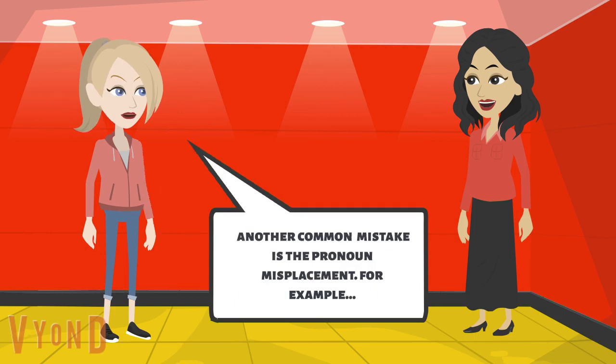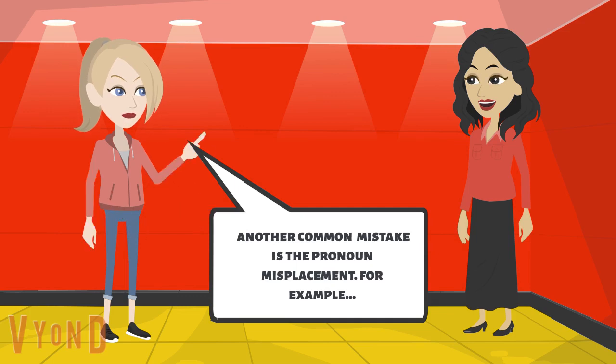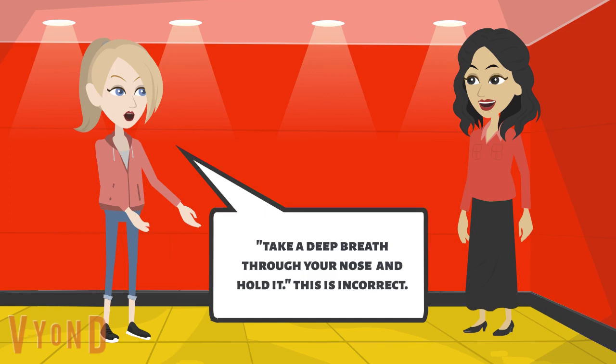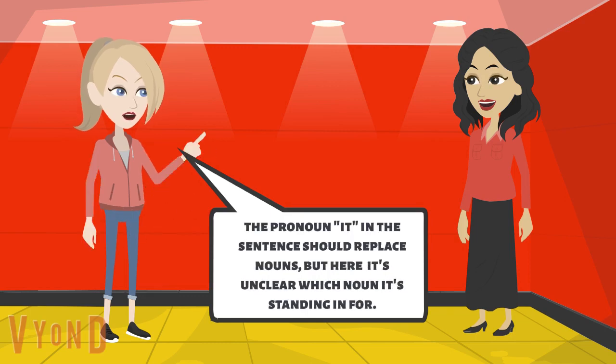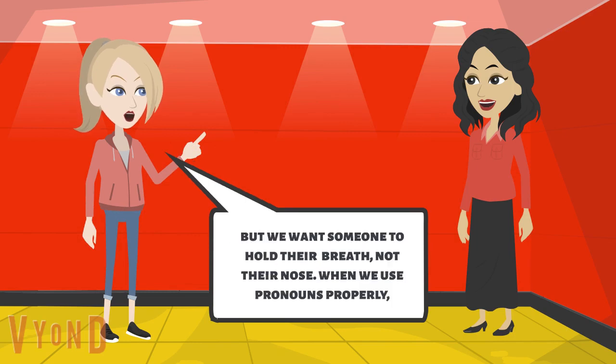Another common mistake is the pronoun misplacement. For example, take a deep breath through your nose and hold it. This is incorrect. The pronoun it in the sentence should replace a noun, but here it's unclear which noun it's standing in for. The singular noun closest to the word it is nose, so it seems that hold it means to hold your nose. But we want someone to hold their breath, not their nose.